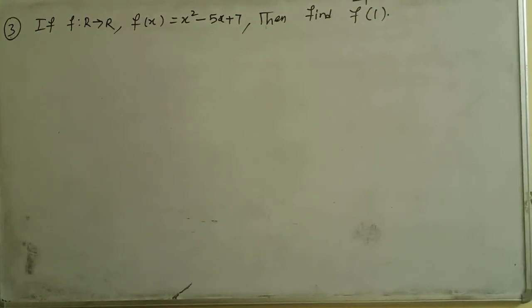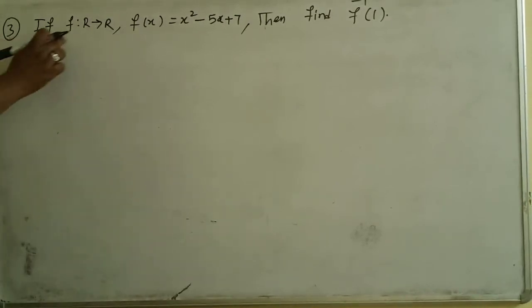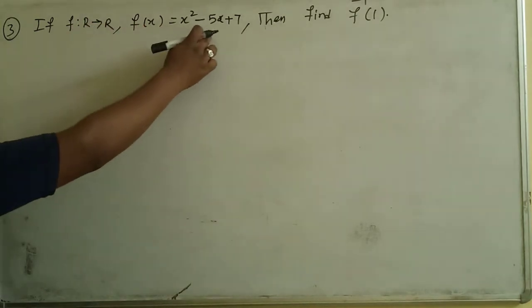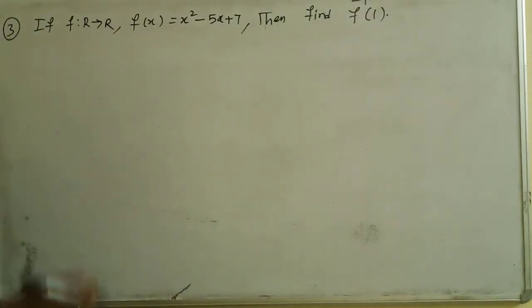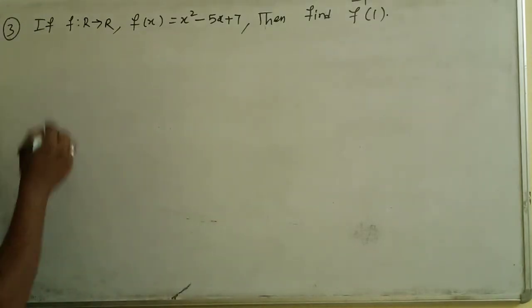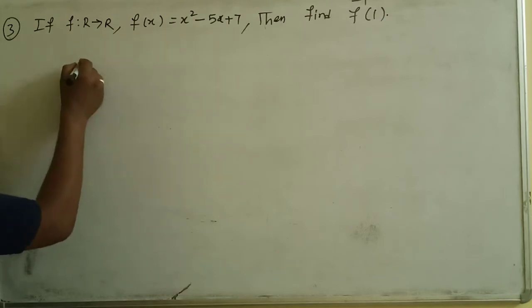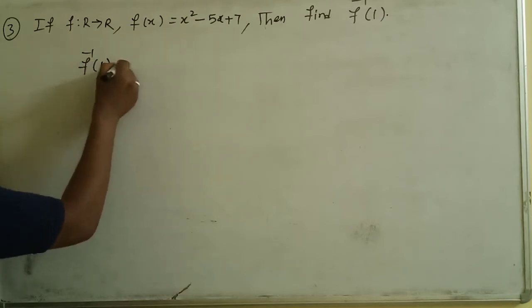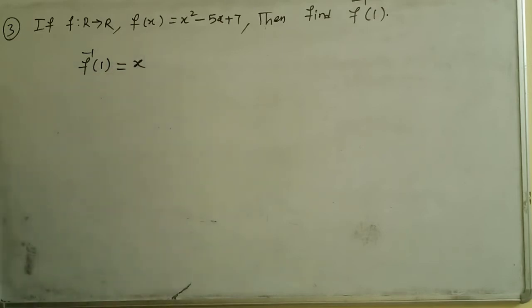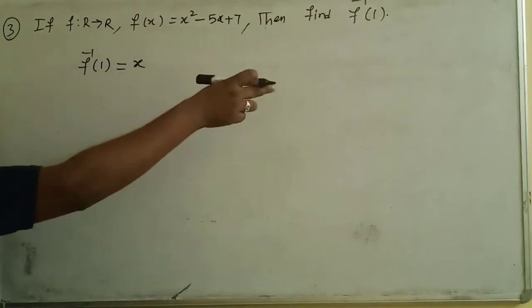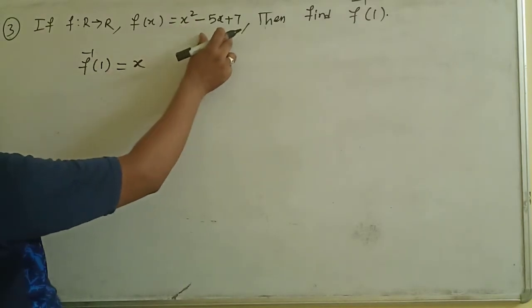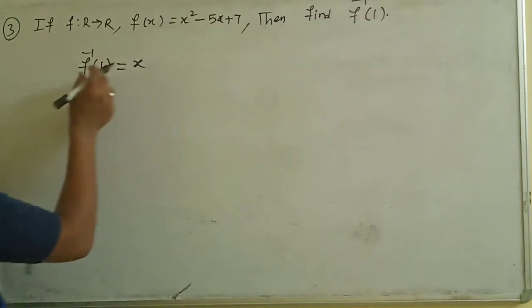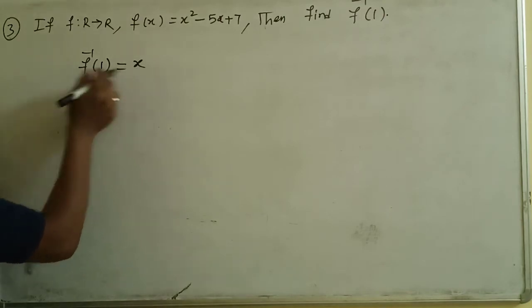Now let's move on to the next. That is, if f maps R to R, f of x is equal to x square minus 5x plus 7, then find f inverse of 1. It's very simple. What we need to do here is, f inverse of 1 is equal to x, you have to think. Then what you are going to get, so whenever questions like these are f inverse of 1, f inverse of 2, then f of x is given in some equation form or quadratic equation, then you need to use f inverse of 1 is equal to x.